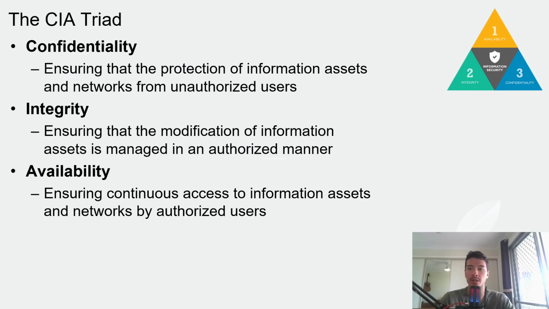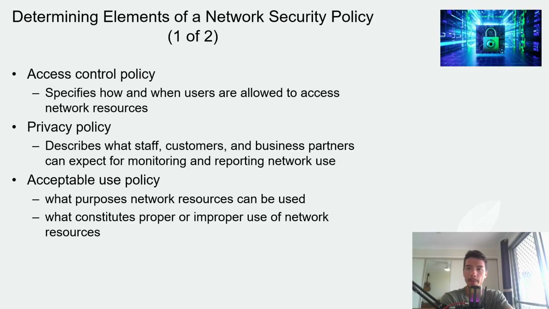So the CIA triad, this is a very important thing. This spans across all IT. It's basically about making sure that information is safe. You go through confidentiality, which is ensuring the protection of information assets and networks from unauthorized users. Integrity, ensuring that the modification of information assets is managed in an authorized manner. Availability, ensuring continuous access to information assets and networks by authorized users.